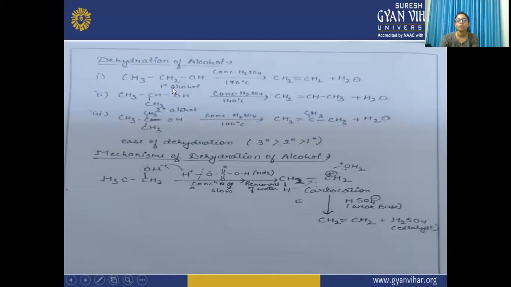Here dehydration of alcohol is shown for 3 types of alcohol: primary alcohol, secondary alcohol, and tertiary alcohol. All 3 alcohols form the alkene, but the difference is that the temperature for primary alcohol is higher as compared to tertiary alcohol. For primary alcohol the temperature is 170 degrees centigrade, and for tertiary alcohol the temperature is 100 degrees centigrade. So the order of ease of dehydration is tertiary, then secondary, then primary.